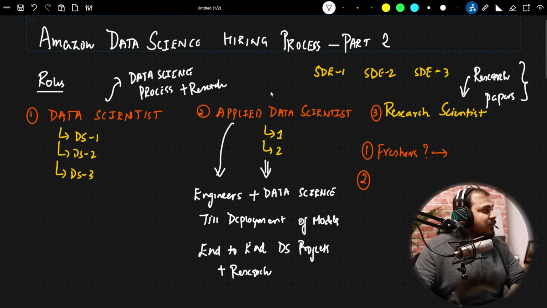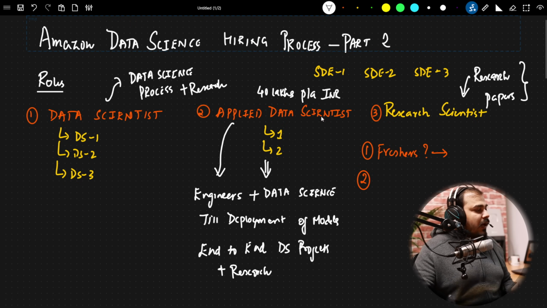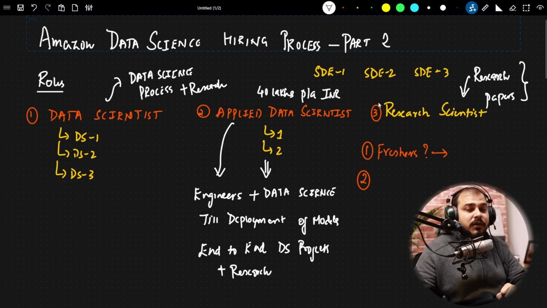Now, from this, I think you have got an idea that the applied scientist role is super important. Okay. So obviously the package, like if you're probably coming in as an applied scientist 1 or 2, on average, you get a package of 40 lakhs per annum INR. Okay. This is what I've seen or I've heard from the Amazon employees. The data scientist gets a little bit less than this. A research scientist also gets a little bit less than this.